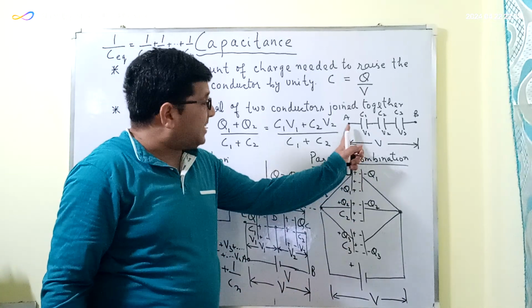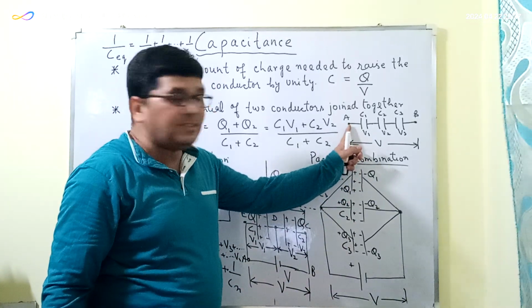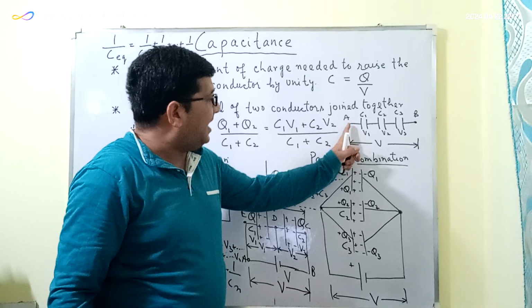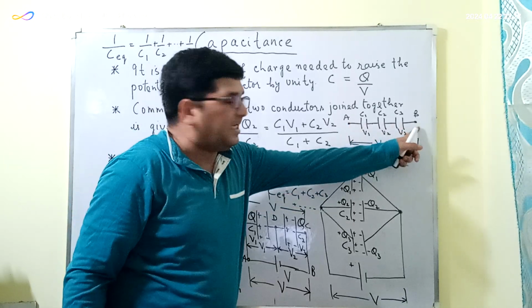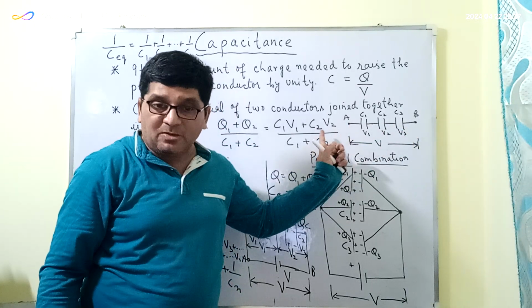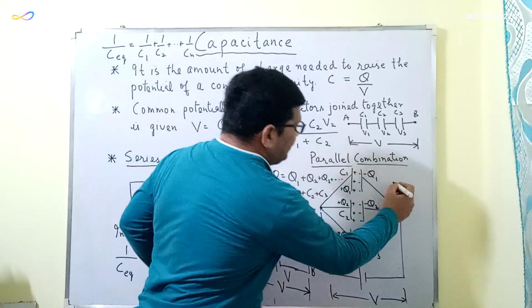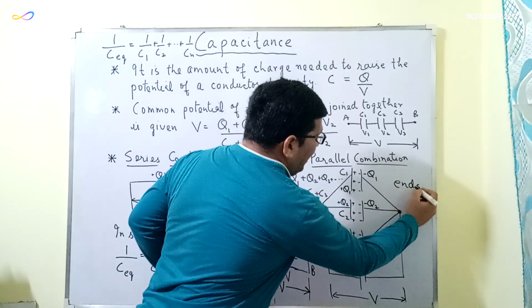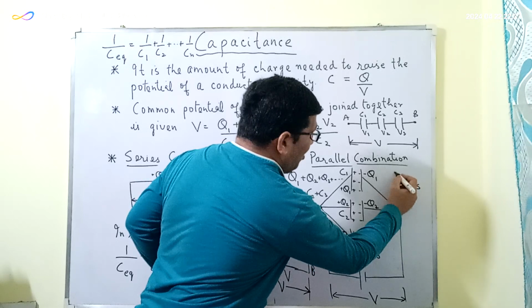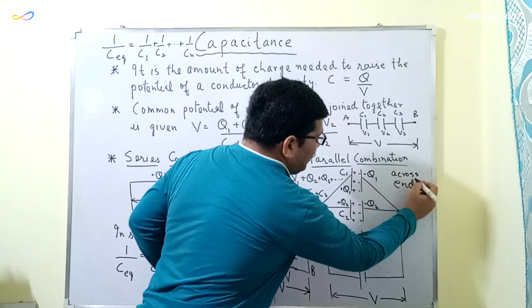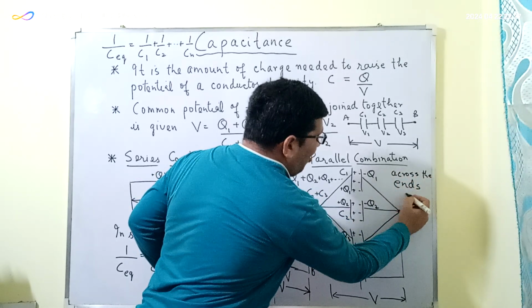That is the potential difference across the ends. This is an end, the ends of the capacitor. This is an end, this is an end. The potential difference across the ends. Ends means like this. Potential difference across the ends of the capacitor.